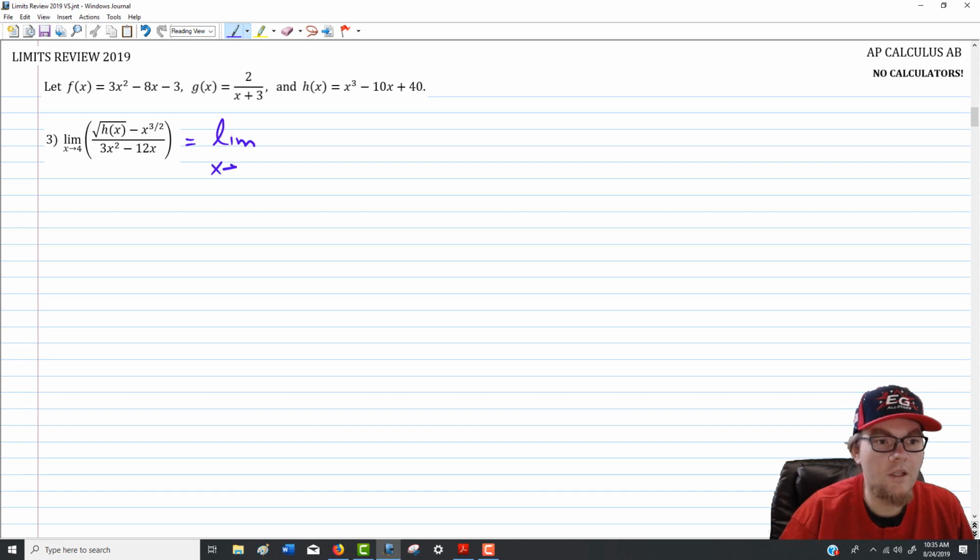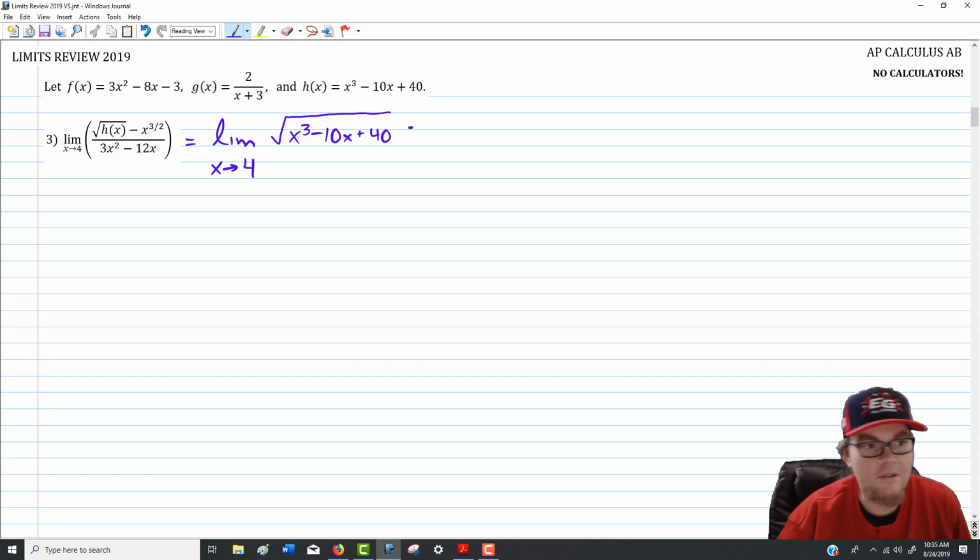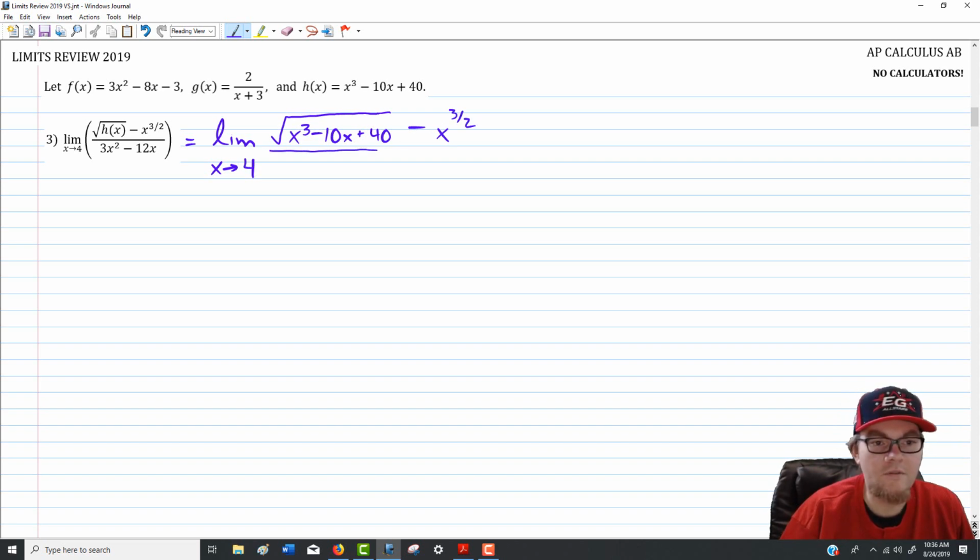So first, putting in the function pieces that we now have, we have the numerator with the square root of h of x, and if h of x is x cubed minus 10x plus 40, which I'll admit is fairly spicy, but not as spicy as subtracting x to the 3/2 power. That is an aggressive numerator right there. Down below, we have 3x squared minus 12x.